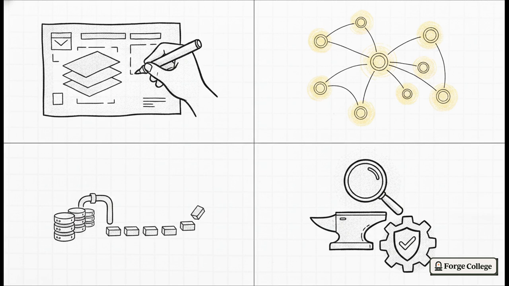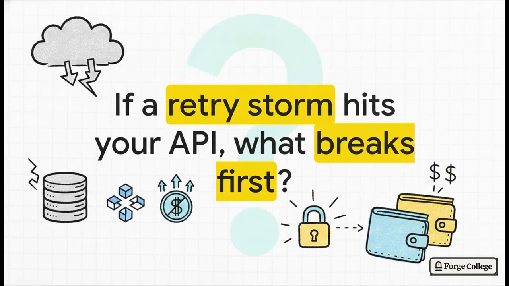Go ahead and build that REST edge template, because our upcoming lesson is going to put this exact architecture under immense pressure. I want to leave you with this provocative question. If a retry storm hits your API right now, what breaks first? Seriously, think about it for a second. Does your database lock up? Do your users get double charged because idempotency keys aren't flowing correctly? Designing this blueprint means knowing the answer before it ever happens in production.